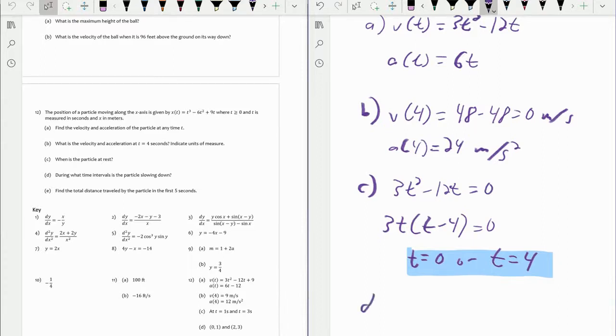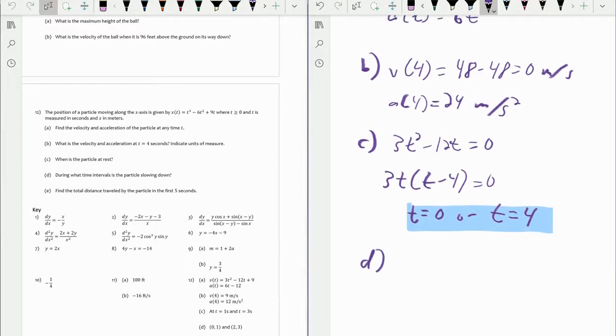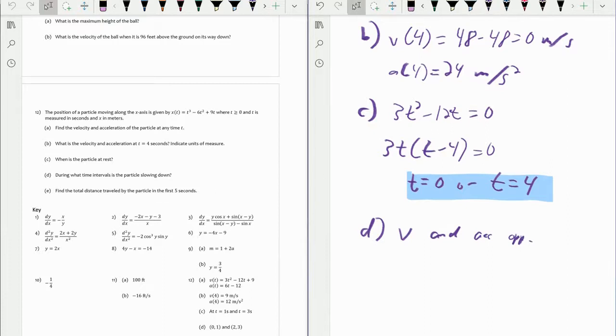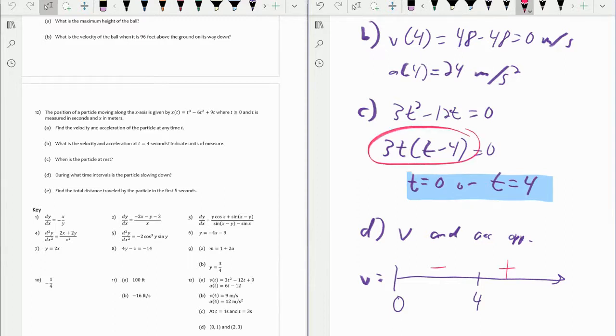Part D is tricky unless you kind of think what's going on. Basically, it's saying when's the particle slowing down. This is when v and a are acting in opposite directions. Velocity and acceleration are opposite, meaning they're being pulled in different directions. And to do that, I'm really going to want to do a sign test on both velocity and acceleration. So here's velocity, and I'm going to do a sign chart from 0 to infinity. And I know that it's at rest at 0 and 4. We already determined that. And I also know that the signs are going to be positive here and negative here, both by plugging in values and because this is how this is working, where it's a positive leading coefficient.